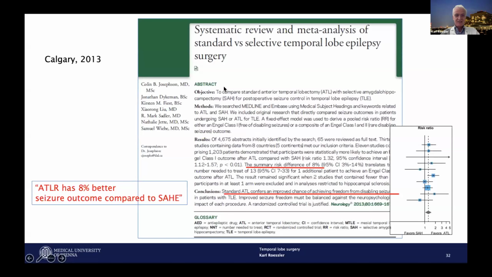There is a very nice systematic review, which was published in 2013 by Wiebe et al., the group from Montreal, who also did the prospective study on temporal lobe epilepsy surgery versus medical treatment. And they did a systematic review and meta-analysis comparing anterior temporal lobe resection versus selective amygdalohippocampectomy. And what they found was that in most papers, the anterotemporal lobe resection had an 8 to 10% better seizure outcome than the selective resections.